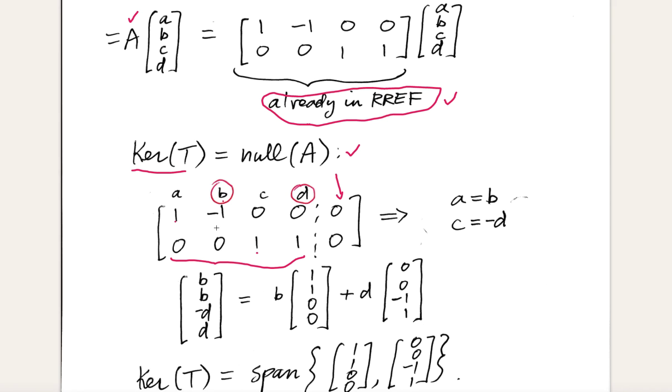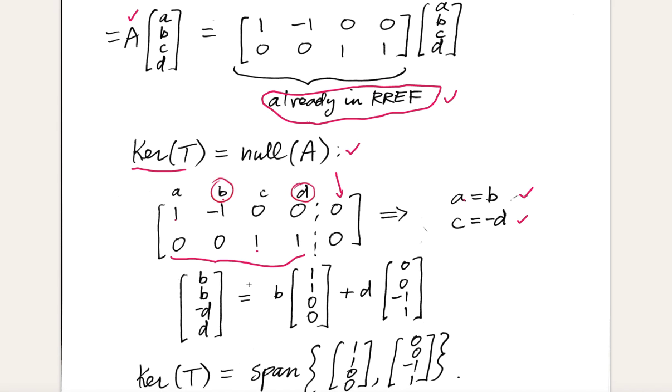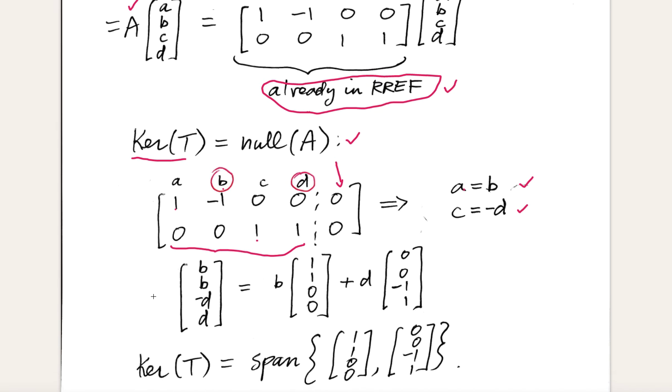So here I'm going to solve everything in terms of b and d. The first line would imply that a equals b, and the second line that c is minus d, writing a and c in terms of b and d respectively. So my 4-vectors in the kernel of T, or the null space of A, would be b, b, minus d, d. Since a is b, those would both be b's.